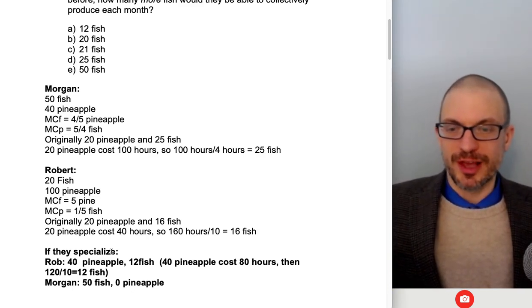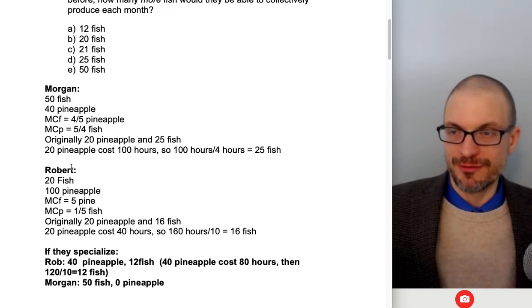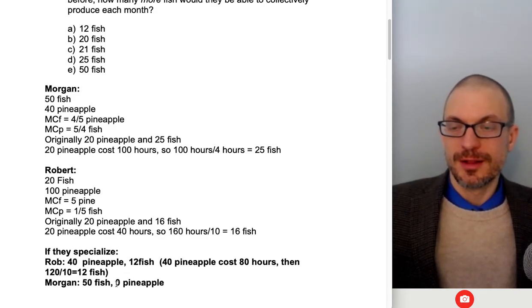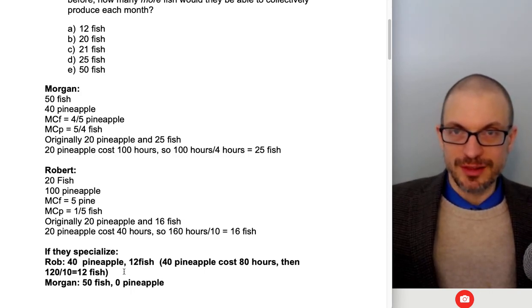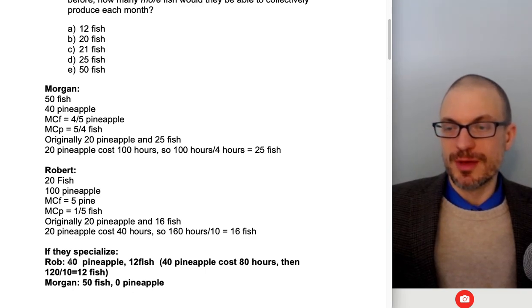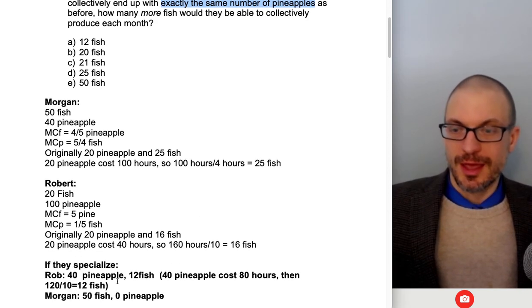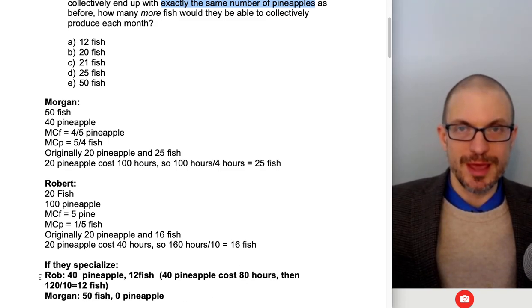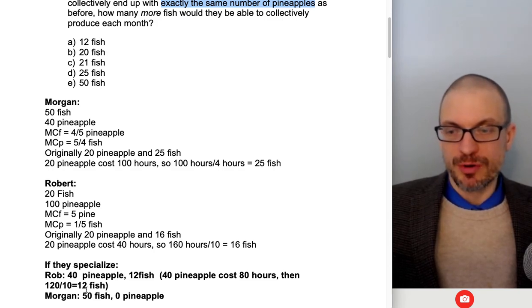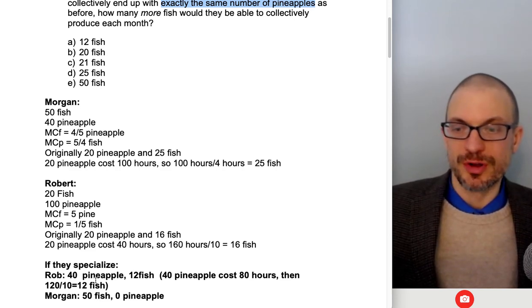Now, if they're going to specialize according to comparative advantage, those 40 pineapples are coming from Robert, right? And we'll get 50 fish from Morgan. But Robert's only going to make exactly 40 pineapples and then use the rest of the time for making fish. So we have to determine, if we get the same amount of pineapples as before, that's 40, and Robert's doing that, how much time does that cost Robert? It's going to cost Robert 80 hours, meaning Robert's going to have 120 hours remaining. And at a rate of 10 hours per fish, Robert's going to give us 12 fish, to which we'll add Morgan's 50 fish, right?